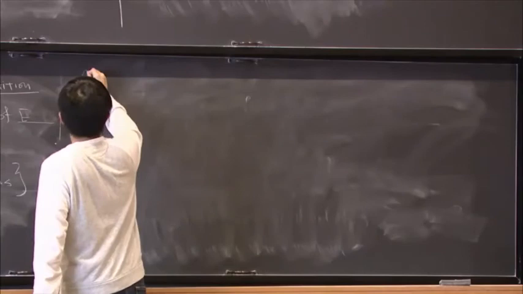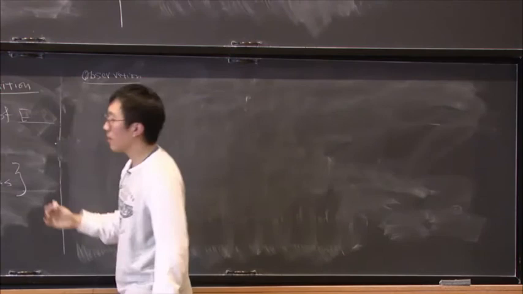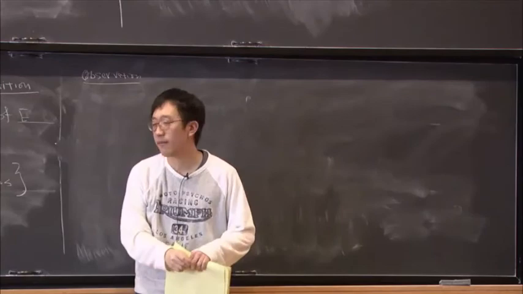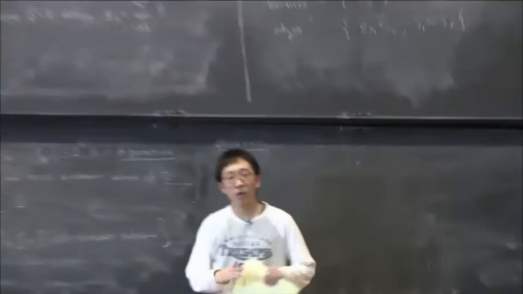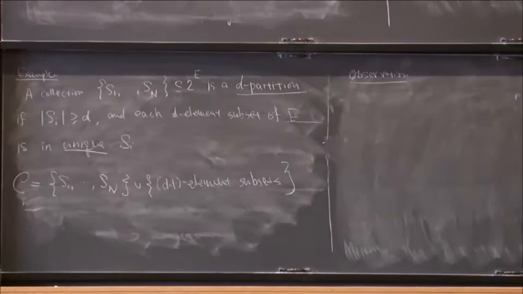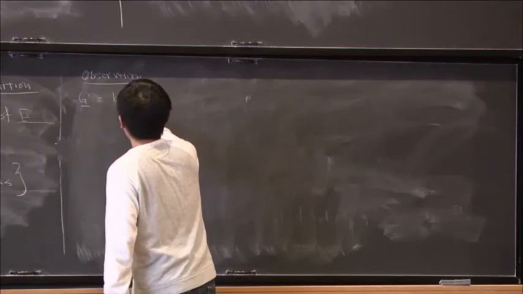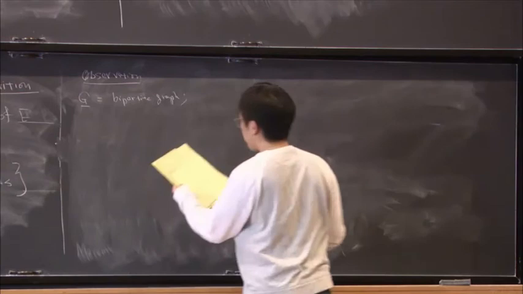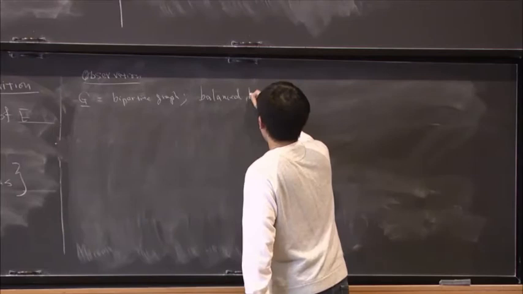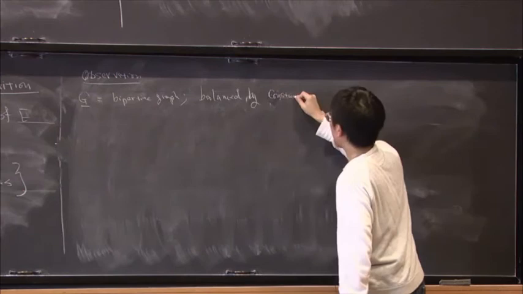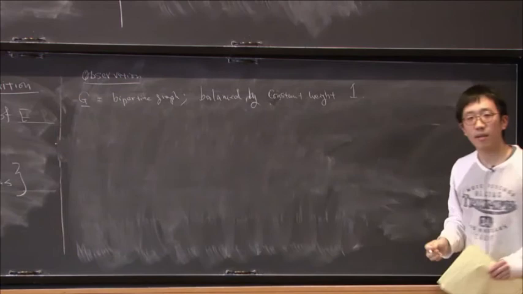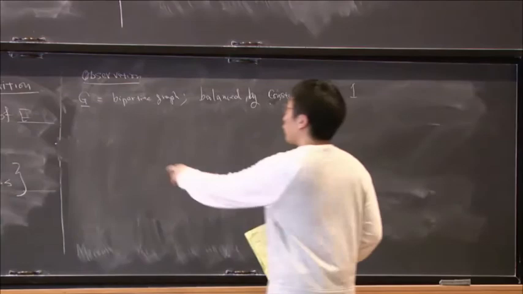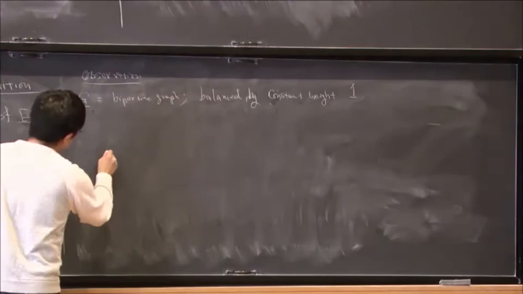So here's a basic observation on such a collection. You can view it as a graph, and you notice that it's a bipartite graph. These are upper vertices, and these are lower vertices. And there are no edges between upper vertices and no edges between lower vertices. So G is a bipartite graph. And not only that, it is balanced by constant weight 1. So let's check the balancing condition for the graph G associated to this d-partition. There are two balancing conditions. First, associated to one of the lower vertices.